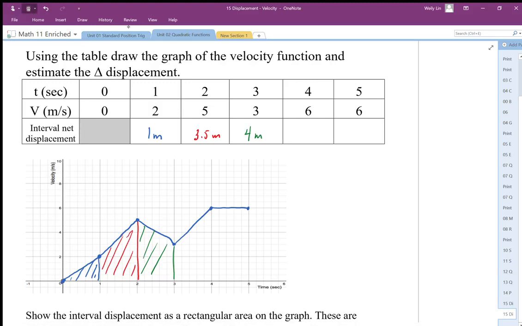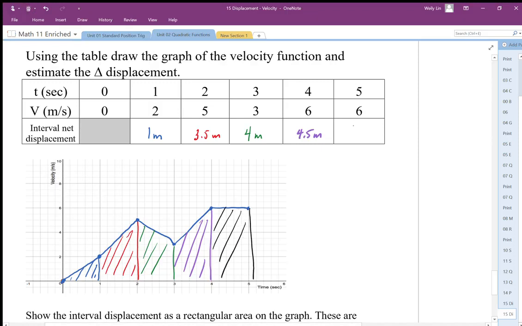In the next interval, okay, the average velocity here is going to be 4.5 meters per second, so we're going to say for 1 second we traveled at 4.5 meters per second, so that displacement there is going to be 4.5 meters. And then the last interval, well, the velocity is constant at 6 meters per second, so we're just going to say that that interval is 6 meters.